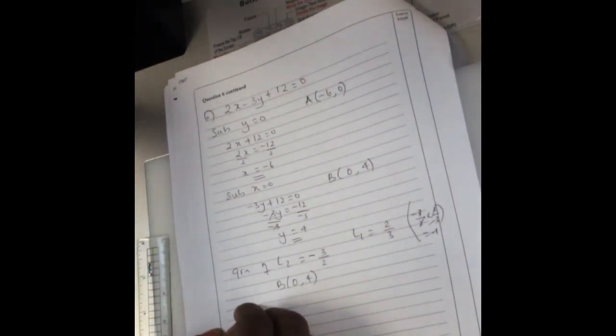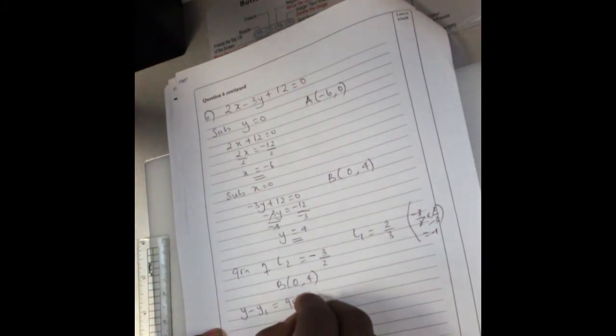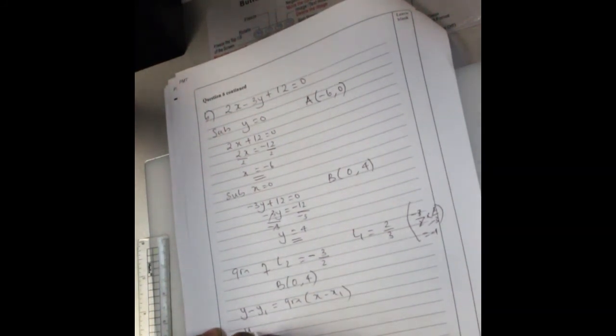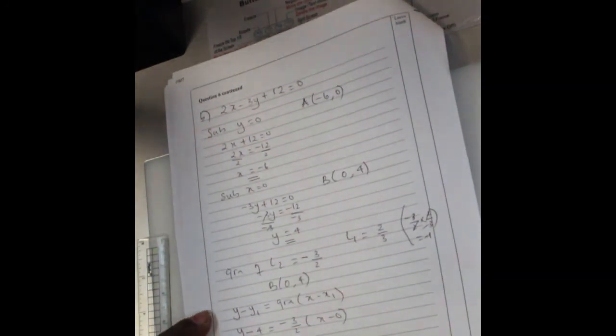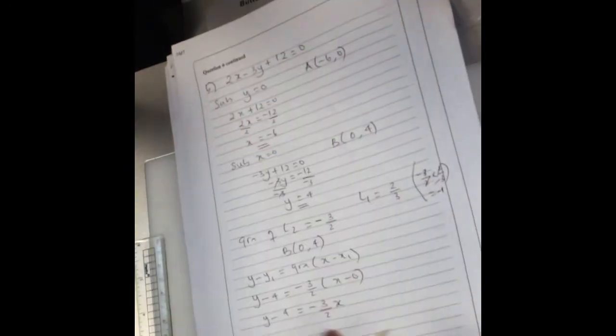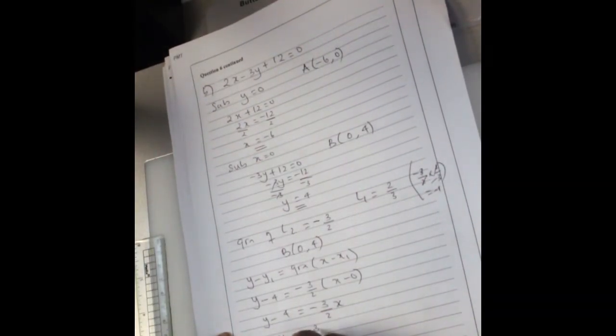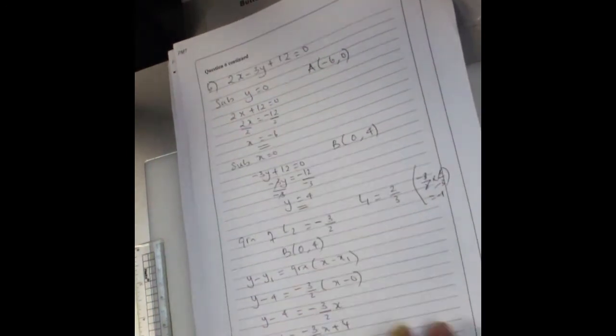Then the equation: y minus y coordinate equals gradient times x minus x coordinate. y minus 4, gradient is minus 3 over 2, then x take away 0. And then simplify: y minus 4 is equal to minus 3 over 2x, because the other one automatically comes to 0. Then I'm looking for, are they asking for any form? They are asking for any form, then I can keep it y equal to minus 3 over 2x plus 4. I don't waste my time because they are asking for any form, I just leave the answer like that.